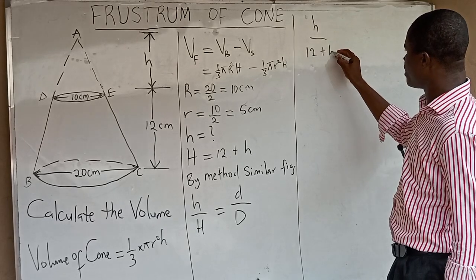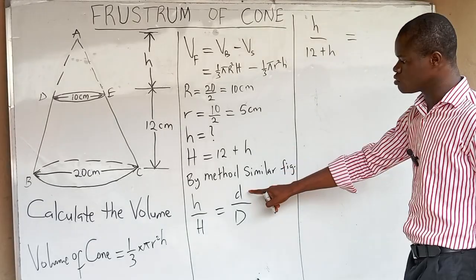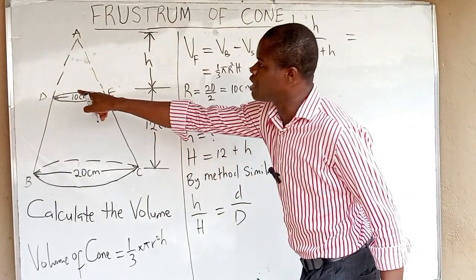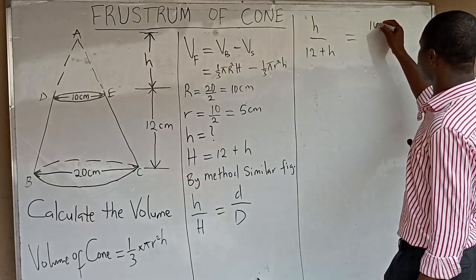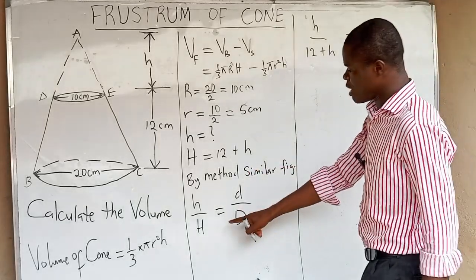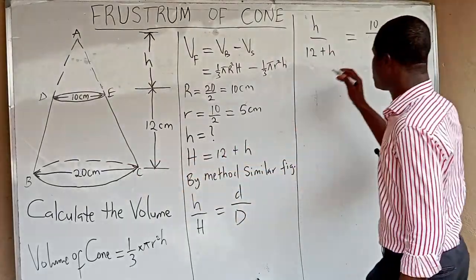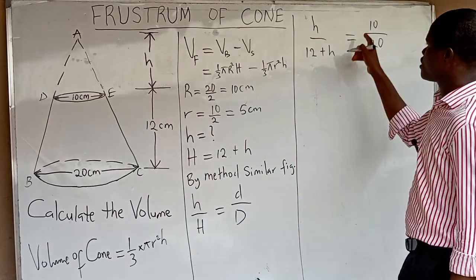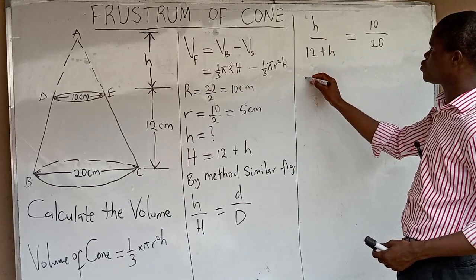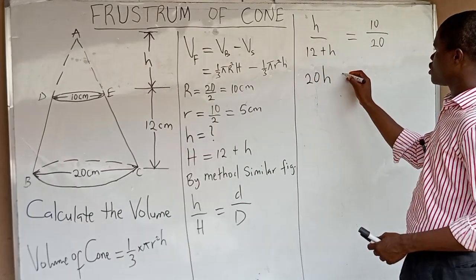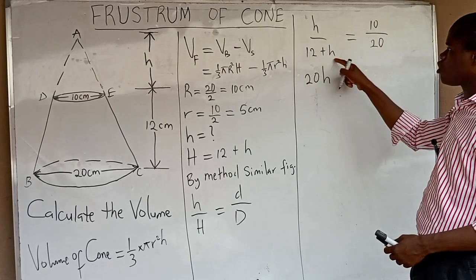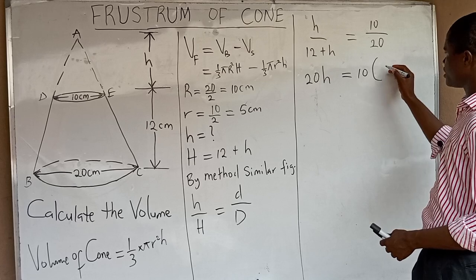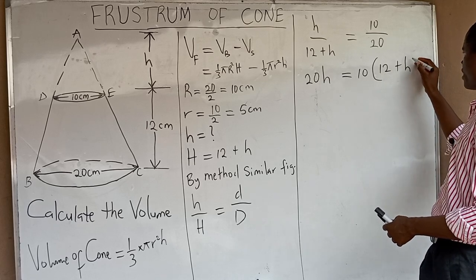12 plus h. So this is equal to my smaller diameter. What is my smaller diameter? 10, over my bigger diameter. What is my bigger diameter? 20. I can now cross multiply. 20 times h is what? 20h. This is equal to 10 times all of this, 10 bracket 12 plus h.